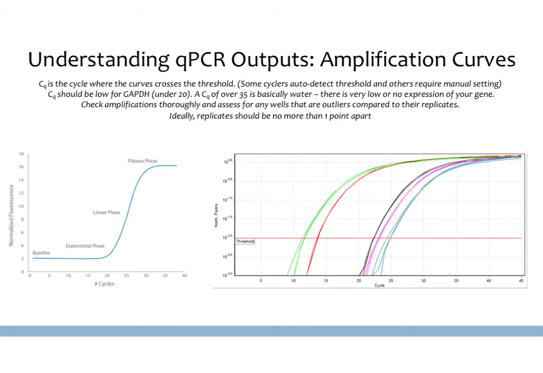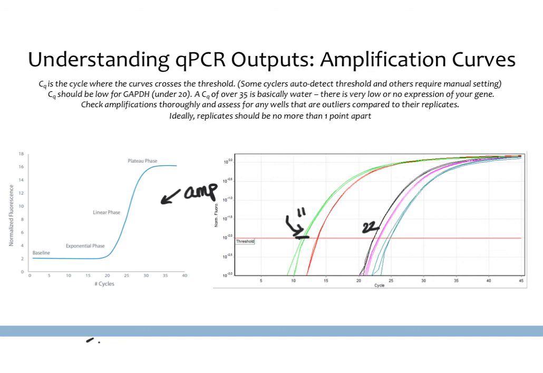So once you run your qPCR, you'll go back to the machine and you will see these curves. This curve is basically an amplification curve. For every well, you will get a different amplification curve, and the machine will calculate a CQ or CT value for you based on where this curve crosses your threshold. So for example, this one would be probably 11, and this one would be something like 22.